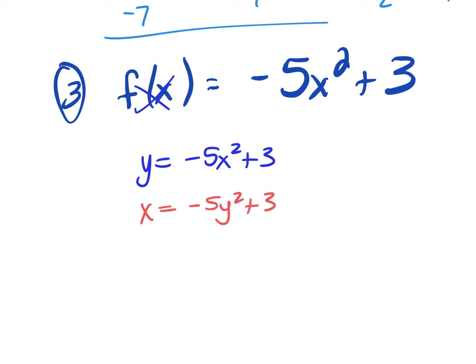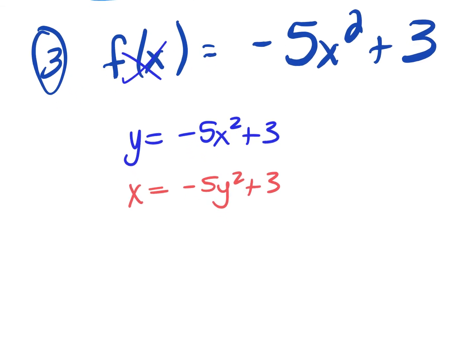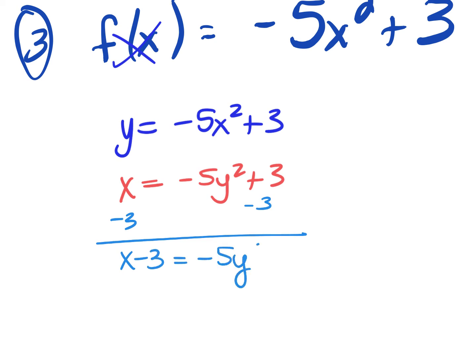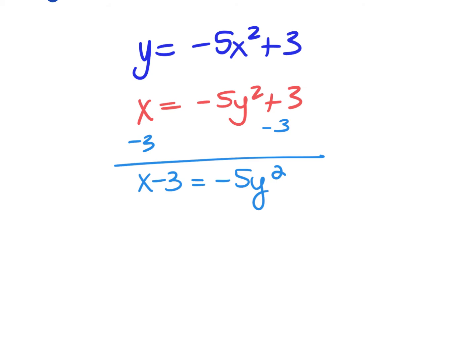And now we solve for y. So how do I do this? Subtract 3. Great. So we have x minus 3 equals -5y squared. I'll do it this way, so I won't flip it till the end. I still want to get y by itself, so what do I do? Divide by -5. Kara, question? No, I was going to say. Okay. Divide by -5. Here, you can answer this one.